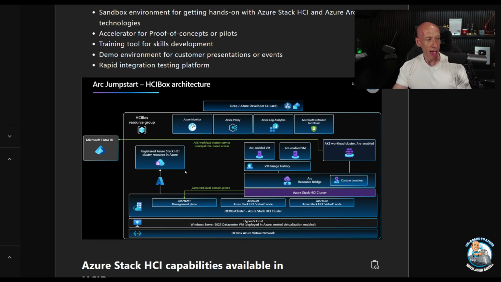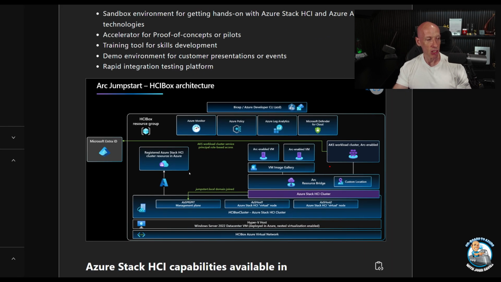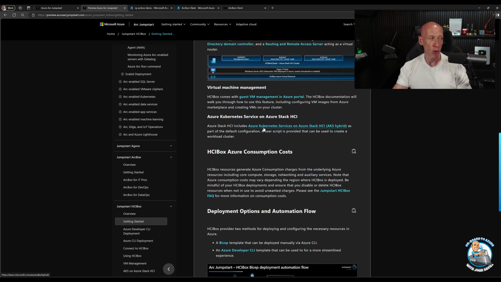So it's saying, hey, my HCI box architecture, and notice within there again, it's going to deploy a great big virtual machine. That's going to create three other virtual machines, these virtual nodes, using nested virtualization. And then I can go and see all of the HCI capabilities within there. And once again, it's going to walk you through all of those different capabilities.